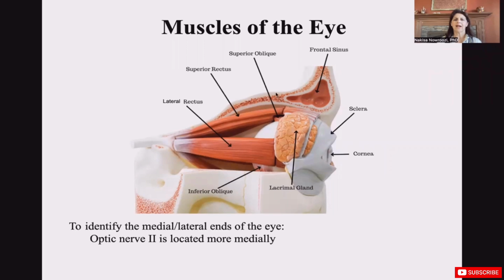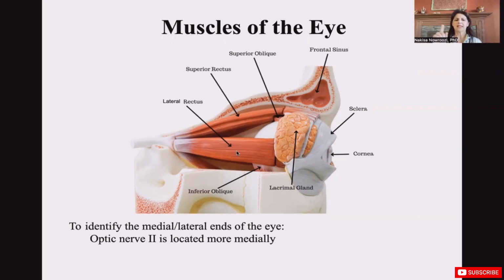If you look at the eye model, this is a human eye model, we have frontal sinus here. There are muscles of the eye. If they're going straight, we call them rectus. If it's on the superior end, we call them superior rectus. Superior oblique if they're going diagonally, inferior oblique. And we have inferior rectus, which is this one right here. And then you have lateral rectus and medial rectus.